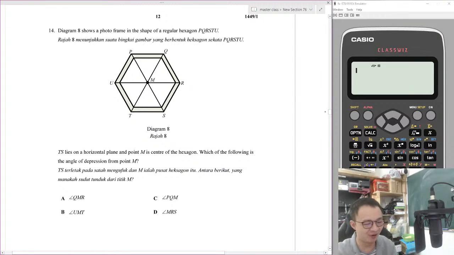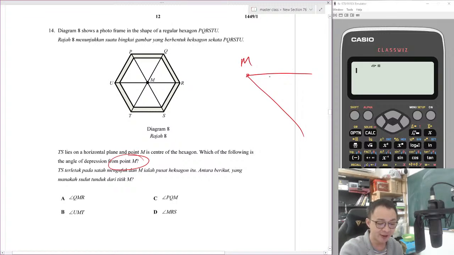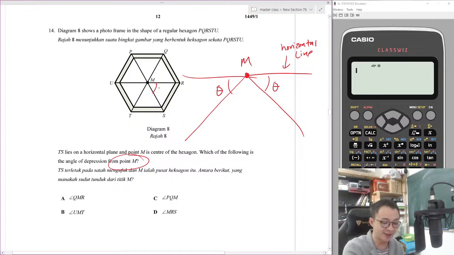Okay, we have some hexagon here, and they will ask me to find the angle of depression from M. From M basically means what? If this is M here, angle of depression must be looking down. Must have this line, which we call the horizontal line. So must have the horizontal line and then look down, depression. So from M here I either look this direction or the other direction. So my angle is either this angle or this angle only. Do you see that? It's quite straightforward.